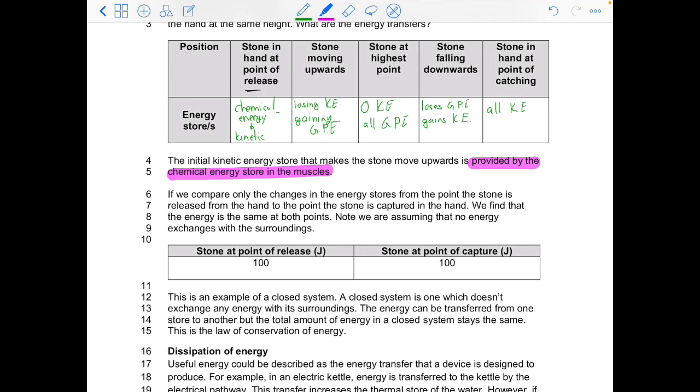Then that goes into the kinetic energy and goes into gravitational potential energy and back again. So if we only compare the changes of the energy stores from the point it has been released, so that's 2 milliseconds after letting go, to the point where the stone's captured in the hand, so 2 milliseconds before you grab it again, the energy is the same at both points, if it is at the same height.